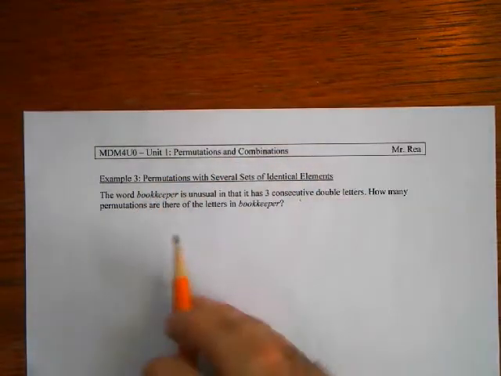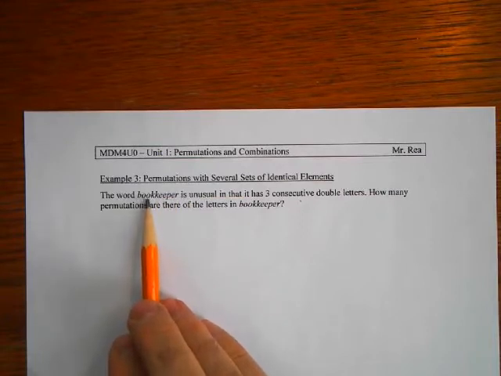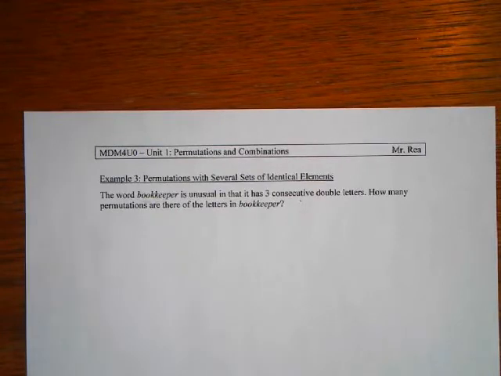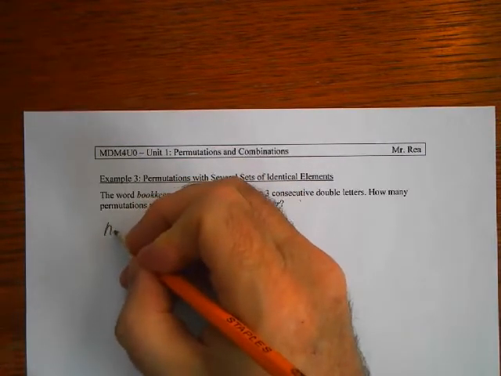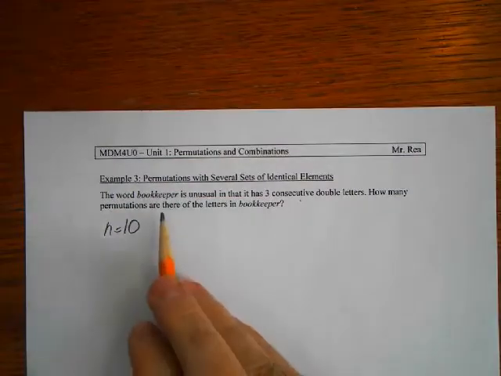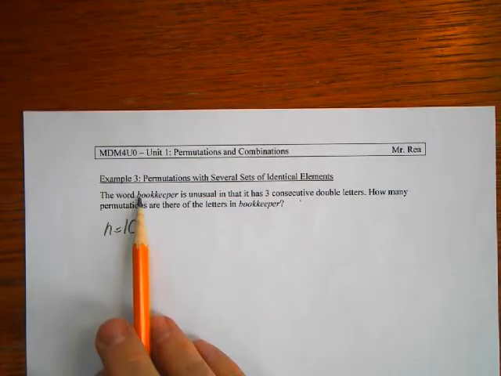So again, we're going to count up how many letters are in this word. We got 1, 2, 3, 4, 5, 6, 7, 8, 9, 10. So our n value is 10. And now I'm going to look at the duplicates, so I can definitely see. It's always good to just start with the left and work your way right.